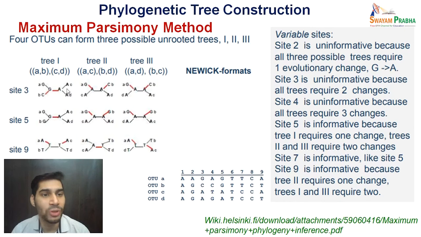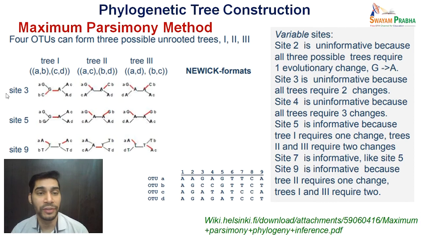This is one possible tree wherein A and B are grouped together on one side, and C and D in another. The other possibility is A and C in one clade, and B and D in the other. In the third, A and D are together and B and C are together. In the nomenclature, the small letters a, b, c and d represent OTUs. Capital letters A, G, C, T represent the nucleotides at that particular site. And those in the middle show the ancestors from which they probably emerged. So these three possible trees at different sites have been shown here.